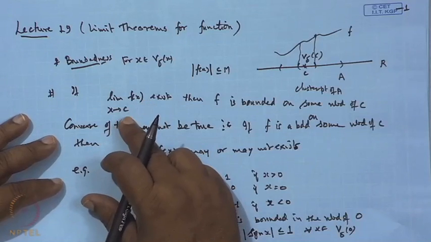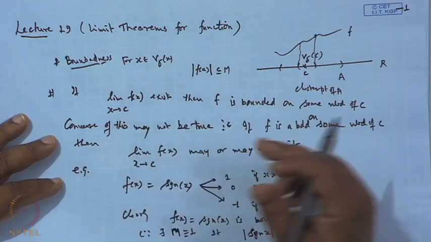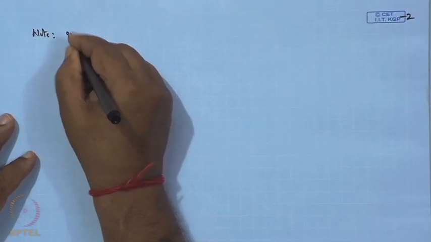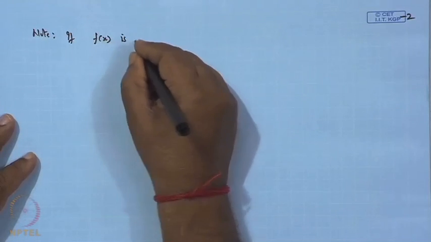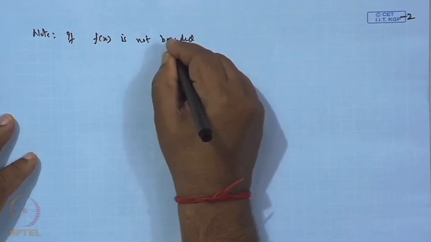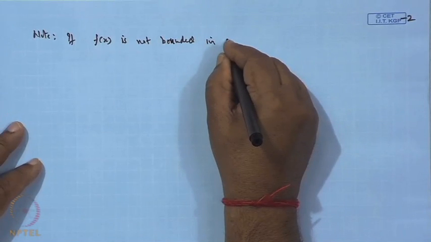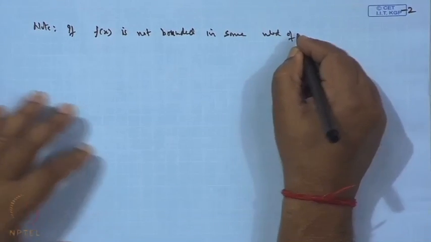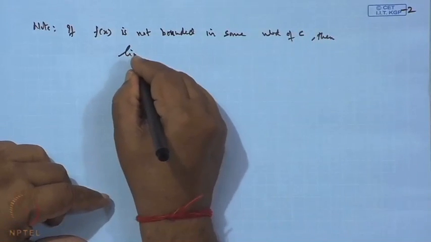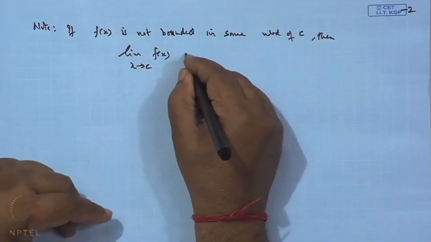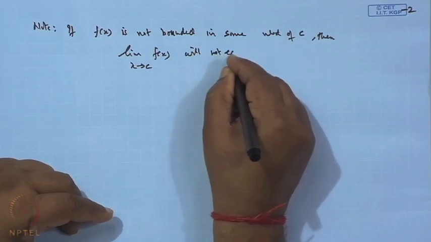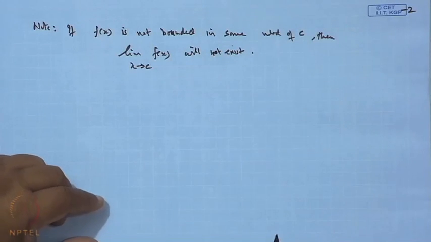So, when we say f is unbounded, it means at the point C the function is not defined, just like 1 over 1 minus x. At x equal to 1, the function tends to infinity; in fact, it is not defined, it goes to infinity, an unbounded function. So, we can say as a remark or note, if the function f of x is not bounded in some neighborhood of C, then the limit of this function f of x when x tends to C will not exist. So, that is clear.